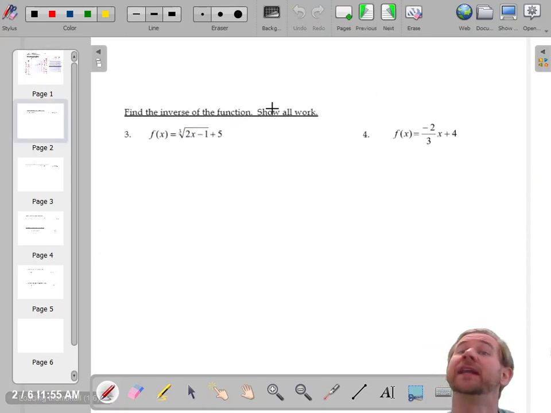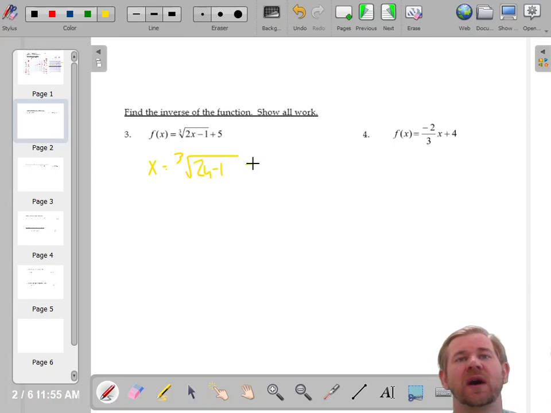What else you got? Finding inverses. So to find the inverse, you flip x and y. So instead of f of x, I'm going to call that x. And this is the cube root of, instead of 2x, it's 2y. So to isolate y, the first thing I need to do is subtract 5. X minus 5 equals, on the right side, I still have the cube root.